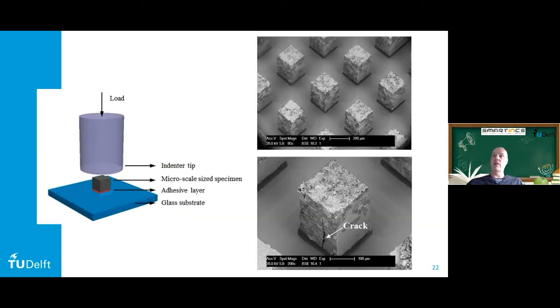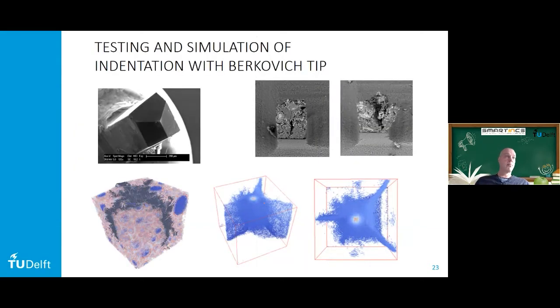So here you see another image. We can load them in different ways. We can use a flat indenter. So we load it, we compress it, and then we get the compression strength of such a small cube, or a prism in this case. Here, this one we loaded not completely to failure, but you see cracking in this small prism. We can also use another type of loading, like the normal Berkovich indenter tip, which has this shape. So we can push that in, and then you split your specimen open.